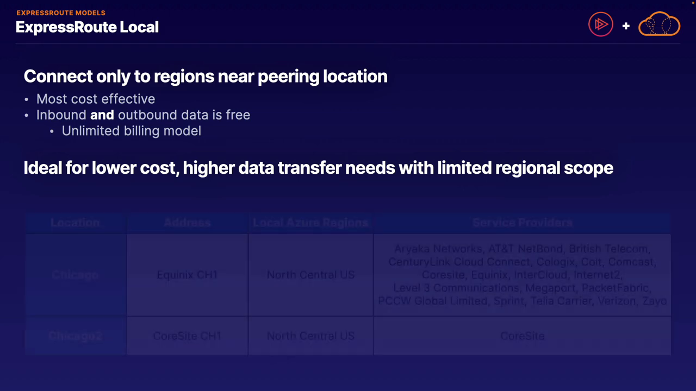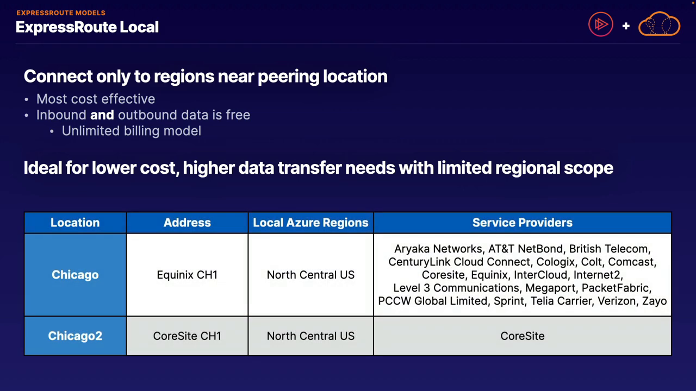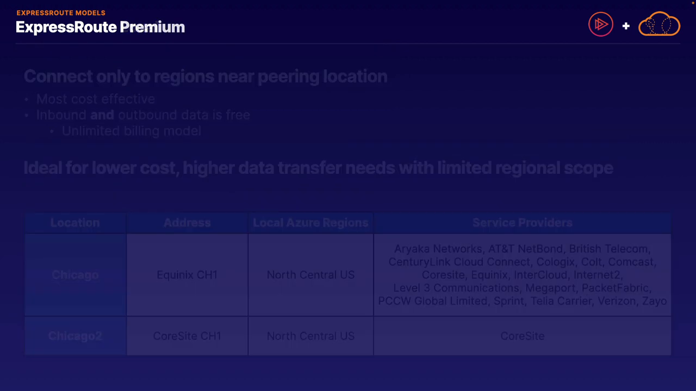A couple examples of ExpressRoute Local are below, in which we have a single location, in this case Chicago. Specifically, there's a Chicago and Chicago 2 location, and we can see underneath the local Azure regions column that we are limited to a single Azure region, in this case North Central US. That is the only location, at least when using the Chicago ExpressRoute Local circuit, that we are able to directly connect to. The last ExpressRoute service model, or ExpressRoute SKU, to focus on is that of ExpressRoute Premium.